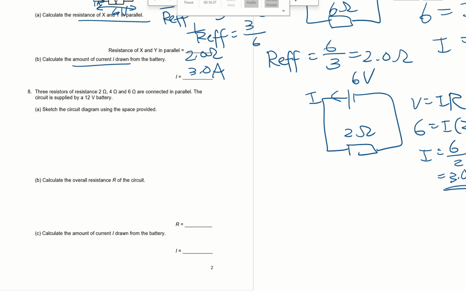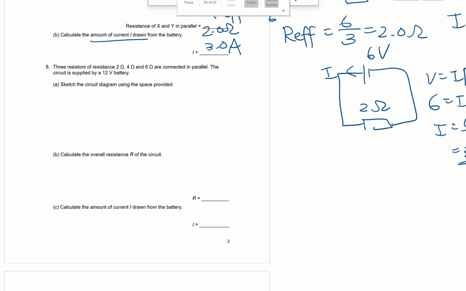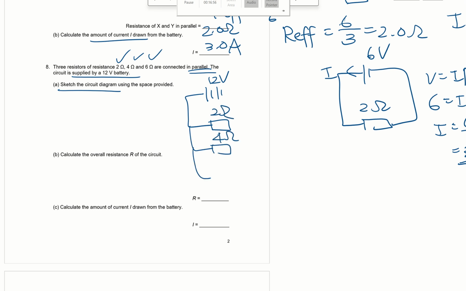Okay, let's continue with question 8. 3 resistors, 2 ohm, 4 ohm, and 6 ohm, they are connected in parallel. It is supplied by a 12 volt battery. Let's sketch the circuit diagram. So I have my battery, this is 12 volts. I have one path of 2 ohm, one path of 4 ohm, and one path of 6 ohm. Okay, very quickly I sketch it out. Is this the circuit that you have drawn? You must make sure that they are in parallel.